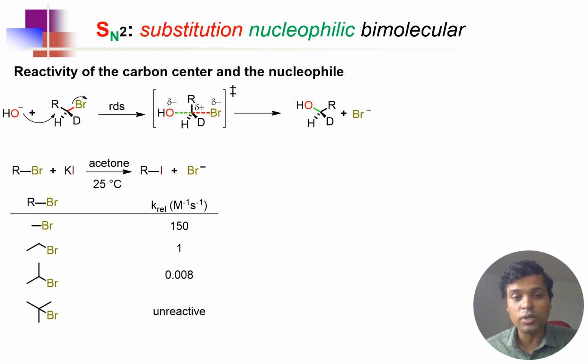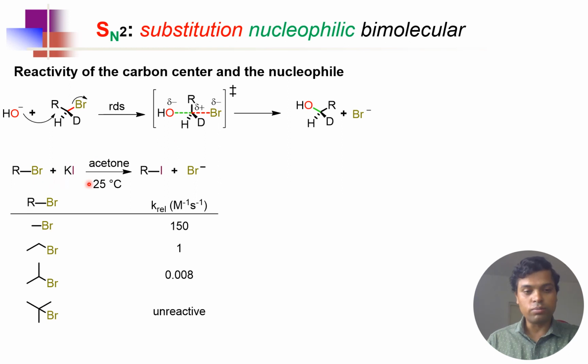Let's talk about how the substituents present at the carbon center will affect the rate of the reaction. This is the scheme that we already discussed. This is the transition state where your OH minus, the nucleophile, is coming from the backside of the carbon-bromine bond. Now, if this R and this hydrogen and deuterium are replaced with bulkier groups, like methyl groups, ethyl groups, isopropyl groups, t-butyl groups, how will this affect the rate?